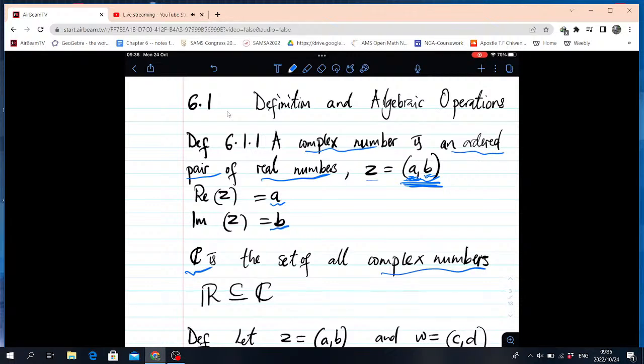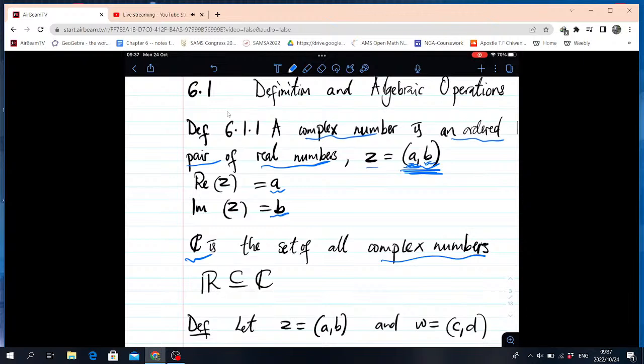So all the sets of these ordered pairs of real numbers is what we then call the set of complex numbers, right? And then one thing that we need to note is that the set of real numbers is contained in the set of complex numbers. We'll see this as we go, right?